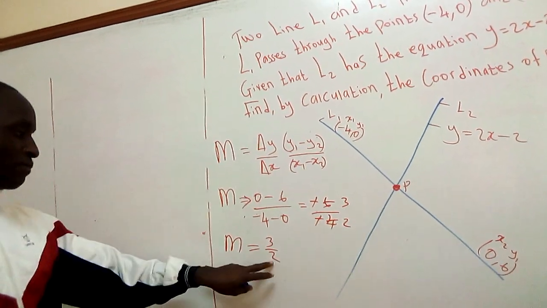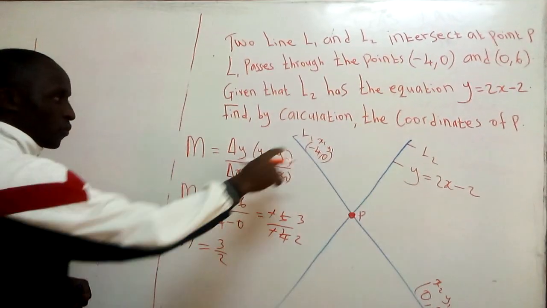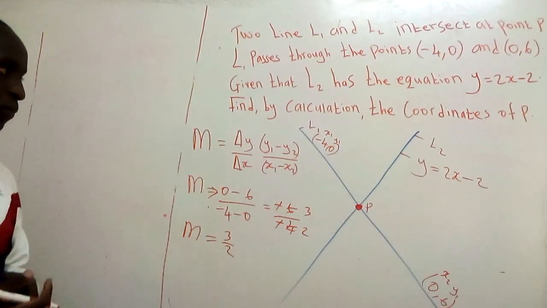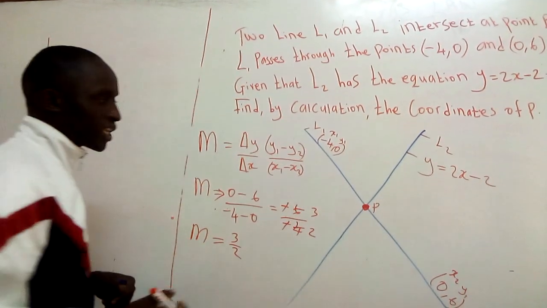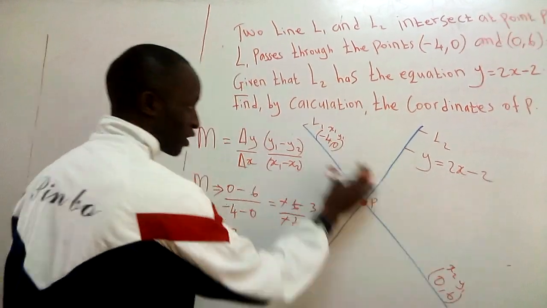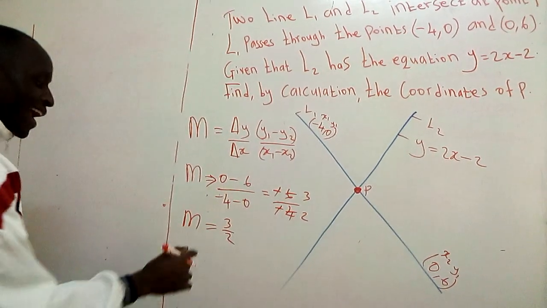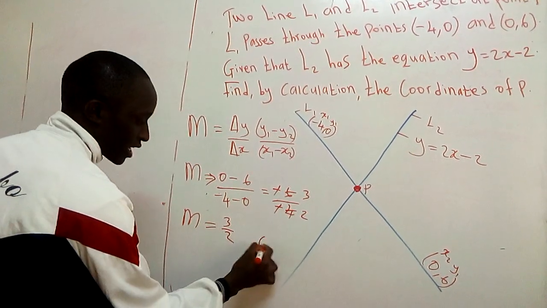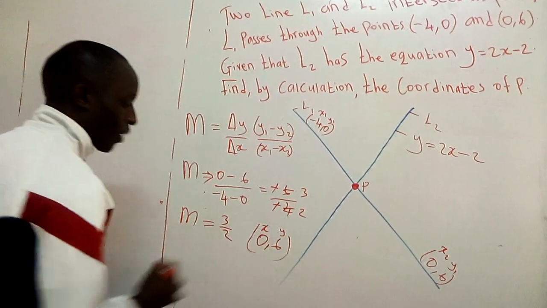From there, I have my gradient and therefore I can form the equation of L1. I hope we are together, learners. How am I going to form the equation? It is by using either of the coordinates. I can use this one or this one. For me, I'm going to choose this one. I have the gradient and the coordinates are (0, 6), whereby this stands for x and this one for y.